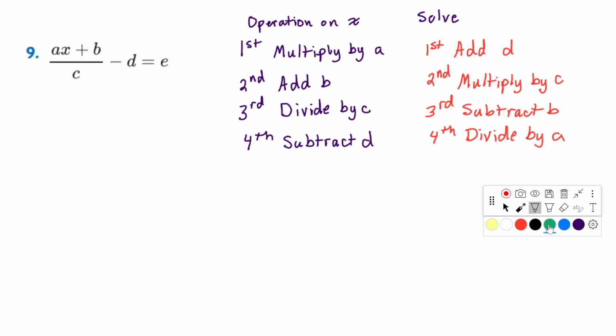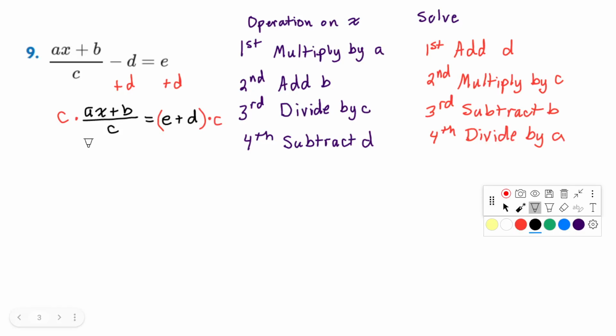We said for solving, the first thing we would do is add the d. So if I add d on both sides, I have ax plus b divided by c equals e plus d. Then I need to multiply by c, so I multiply both sides by c, keeping in mind that e plus d is a value that gets multiplied with c.